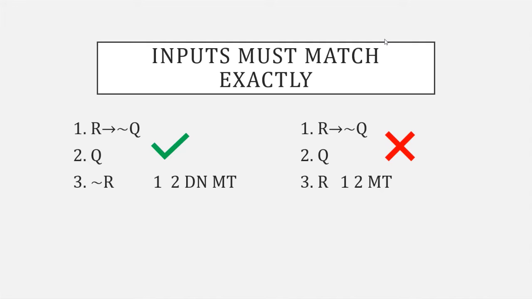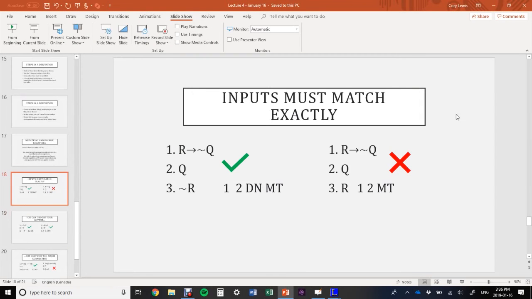You're not allowed to do the thing on the right. If R, then not Q, and then Q, and just give yourself R. Right? It should be, sorry, that should be not R. Yeah, 3 should be not R, but you get the idea. Or do you? It's wrong anyway.